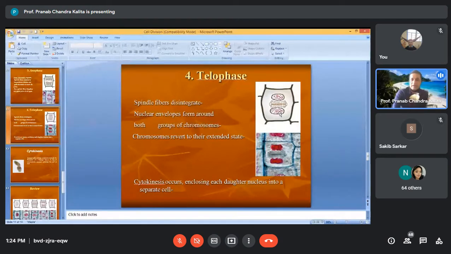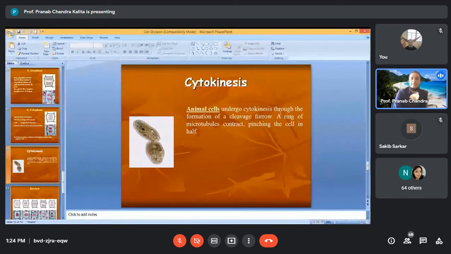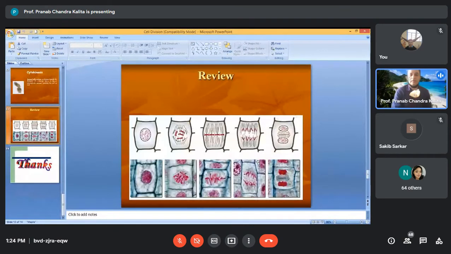So after telophase, cytokinesis starts. Animal cells undergo cytokinesis through the formation of a cleavage furrow. You can see the cleavage furrow, a ring of microtubules contracting, pinching the cell in half, thereby forming two individual cells by the process of mitosis. This is a schematic diagram of mitotic cell division.